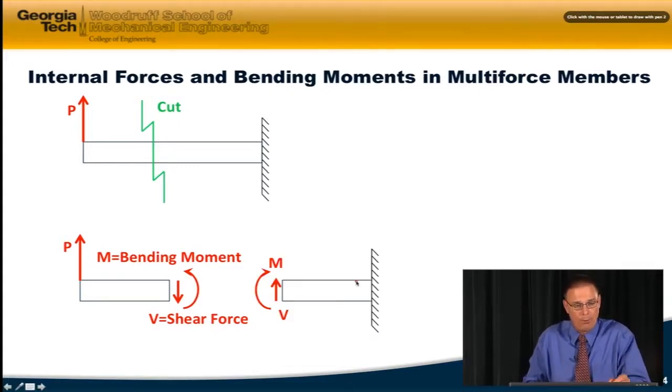If I looked at the other part of the section, the base and the right-hand side, all we'll have is equal and opposite shear force and moments on the cut as shown.